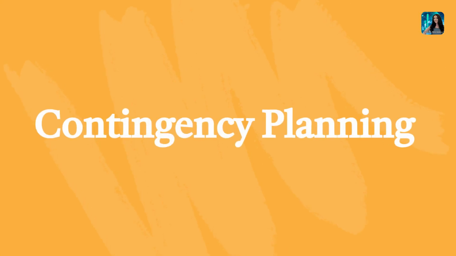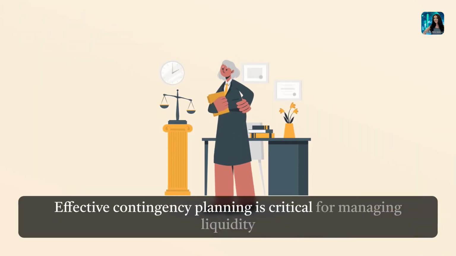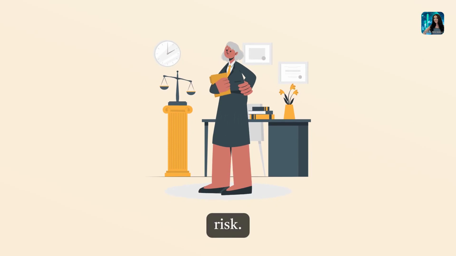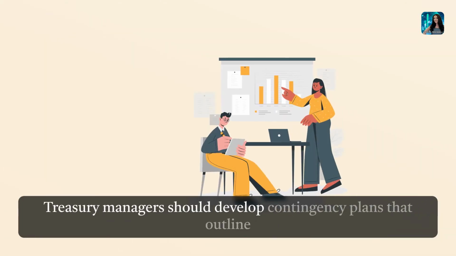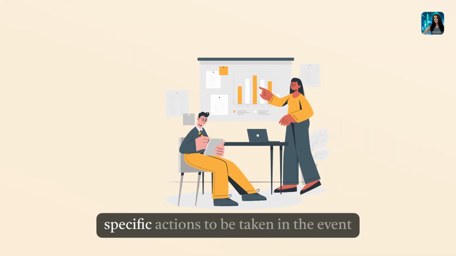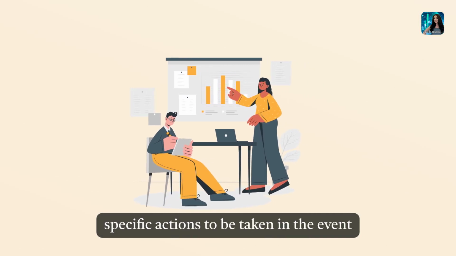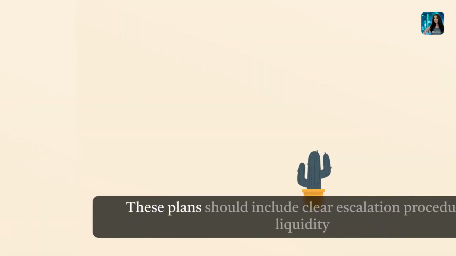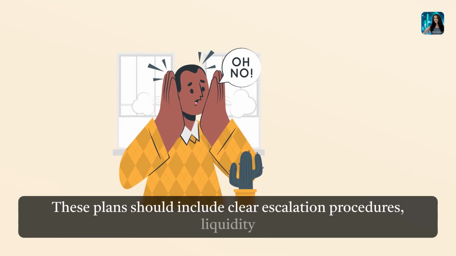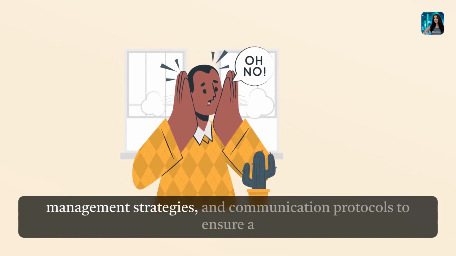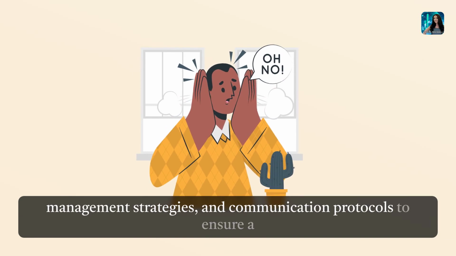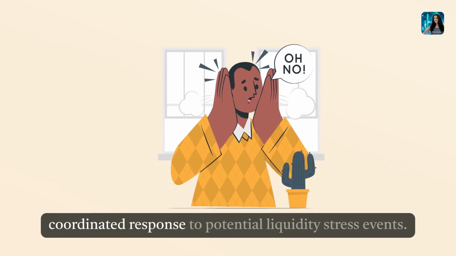Contingency planning. Effective contingency planning is critical for managing liquidity risk. Treasury managers should develop contingency plans that outline specific actions to be taken in the event of a liquidity crisis. These plans should include clear escalation procedures, liquidity management strategies, and communication protocols to ensure a coordinated response to potential liquidity stress events.